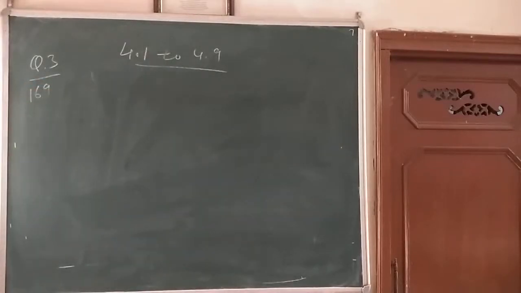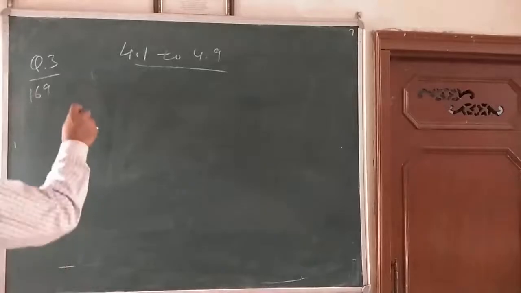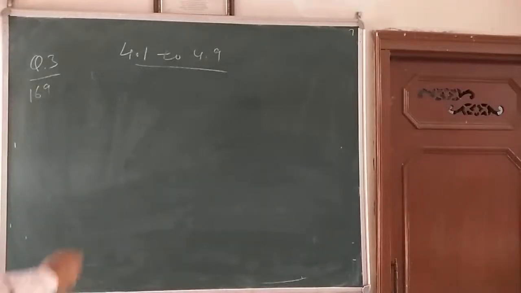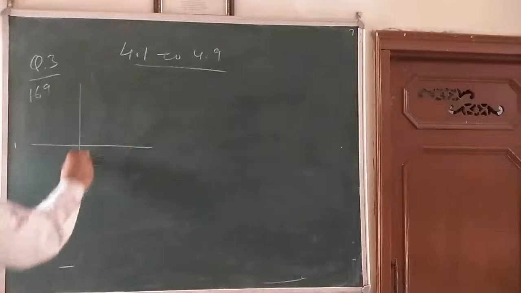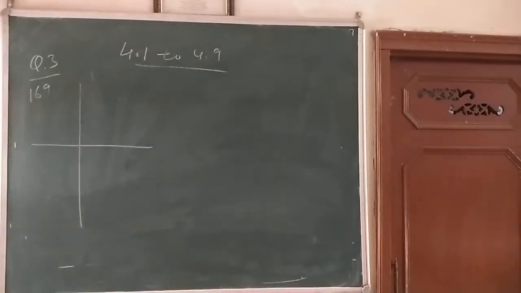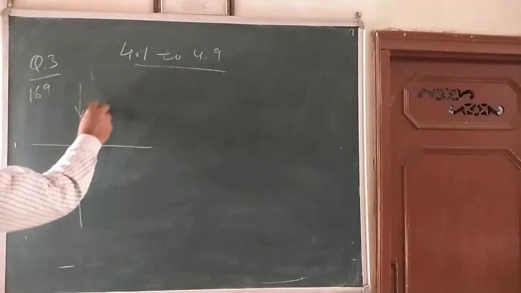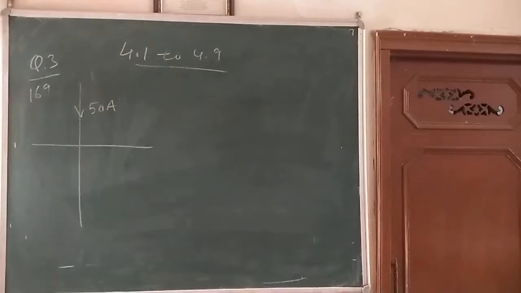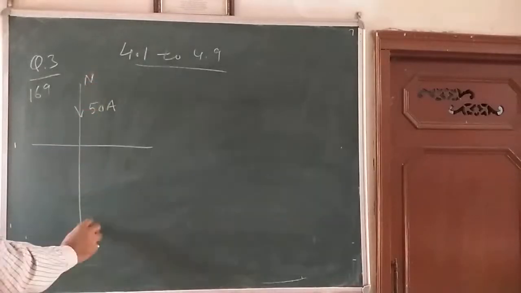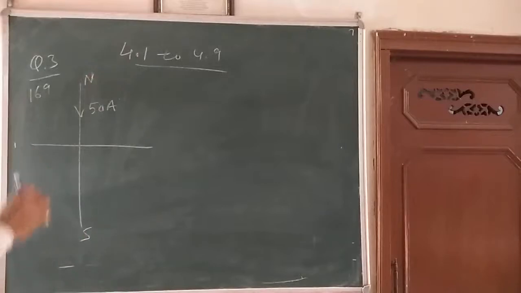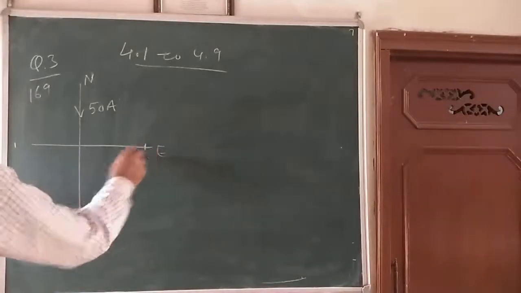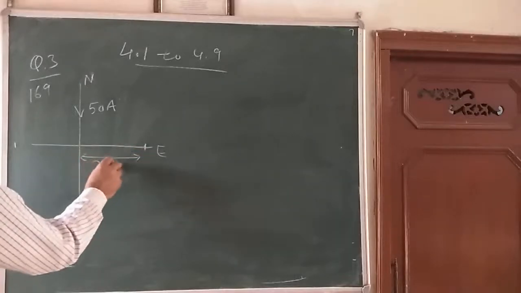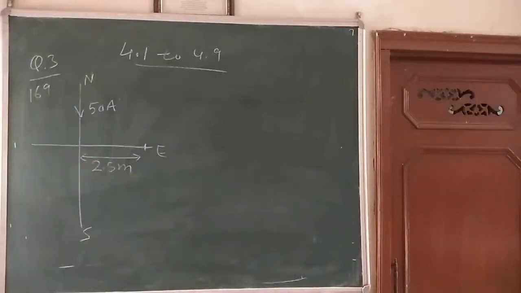Read that question. A long straight wire in the horizontal plane carries a current of 50 ampere. Here is the long straight wire. A 50 ampere current is flowing here in north to south direction. This is north direction and this is south direction. Give the magnitude and direction of B at a point 2.5 meter east of the wire. Here is east. Say this is the distance, 2.5 meter.